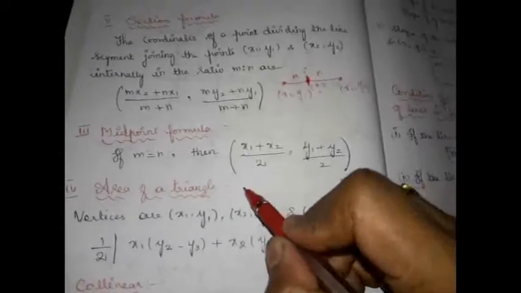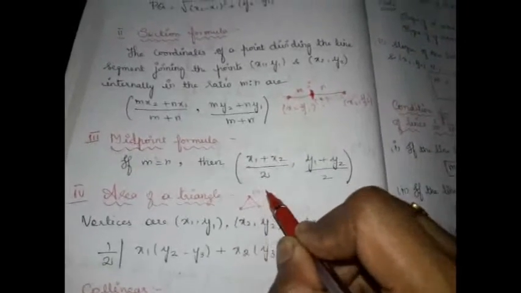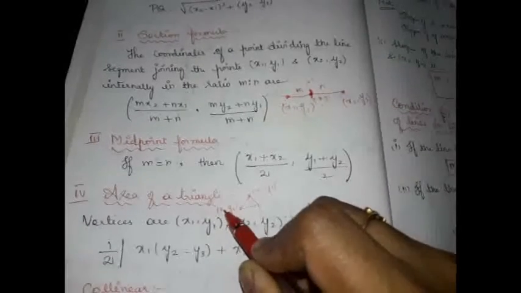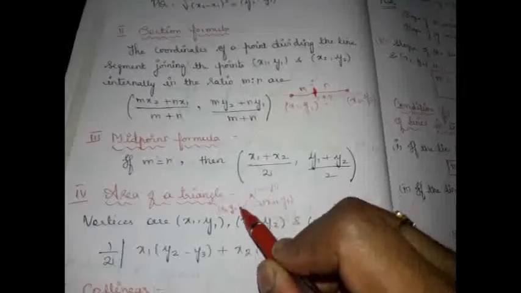Next, what we learnt is the area of a triangle. How will you find the area of a triangle? If you have 3 vertices A, B, C, say A is x1, y1, B is x2, y2 and C is x3, y3, then the area formed by these 3 vertices is half into the modulus of x1 into (y2 minus y3) plus x2 into (y3 minus y1) plus x3 into (y1 minus y2).